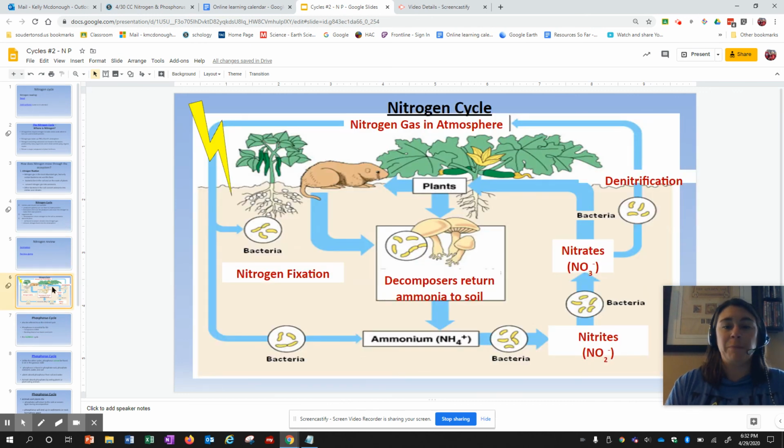So that is basically the nitrogen cycle in a nutshell. Again, very similar to carbon. If you have any questions about that, please make sure that you're either emailing me or showing up for some study sessions. I'll be back with you in a few minutes with phosphorus.